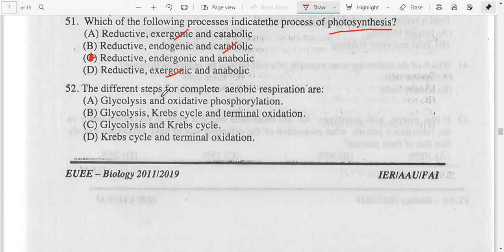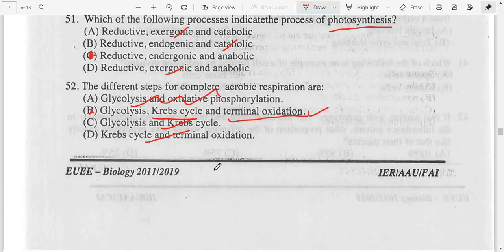The different steps of a complete aerobic respiration are: glycolysis and oxidative phosphorylation. Glycolysis, Krebs cycle, and terminal oxidation. Glycolysis and Krebs cycle. No. Glycolysis, Krebs cycle, link reaction. No, electron transport chain. Krebs cycle and terminal oxidation. These are not right either. So our answer is glycolysis, Krebs cycle, terminal oxidation. Okay.